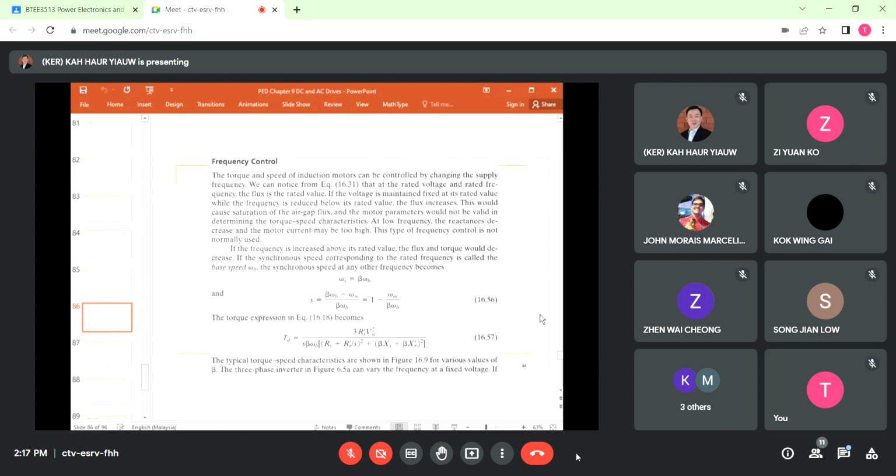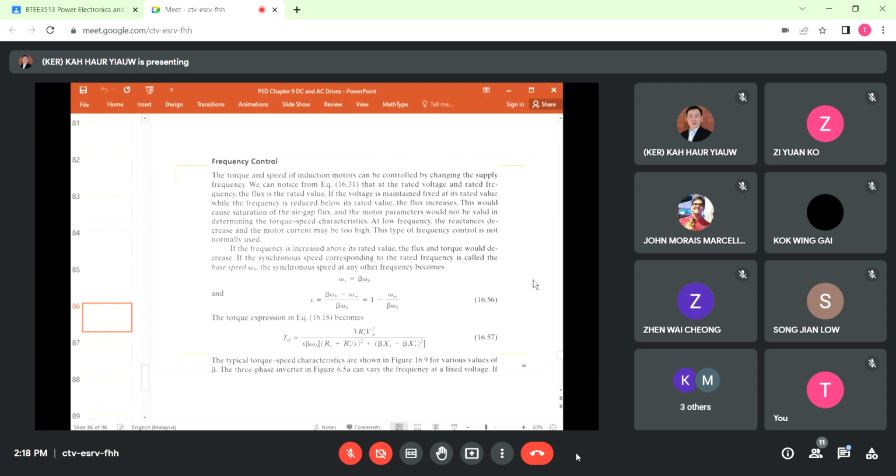Frequency control. The torque and speed of induction motor can be controlled by changing the supply frequency. We can notice from equation 31 that at the rated voltage and rated frequency, the flux is the rated value. If the voltage is maintained fixed at its rated value while the frequency is reduced below its rated value, the flux increases. This would cause saturation of the air gap flux, and the motor parameters would not be valid in determining the torque speed characteristic.